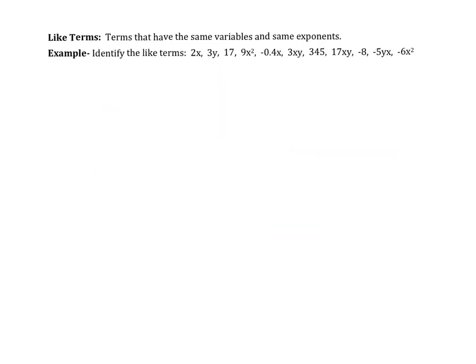Okay, and the last definition that we're going to talk about, a very important one, is what we call like terms. So like terms are terms that have the same exponents and the same variables. So if I gave you this whole example group, these are all terms. We're not putting pluses or minuses between them because we're not putting them into a polynomial. These are just a list of terms. Okay, let's see if we can identify some of the like terms.